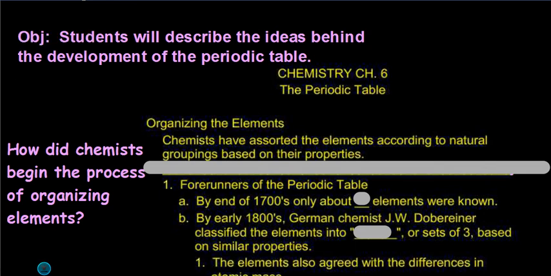Okay, welcome back. This is P Dog with his Chapter 6 lecture for 6.1. This is for organizing elements and the organization of the periodic table.